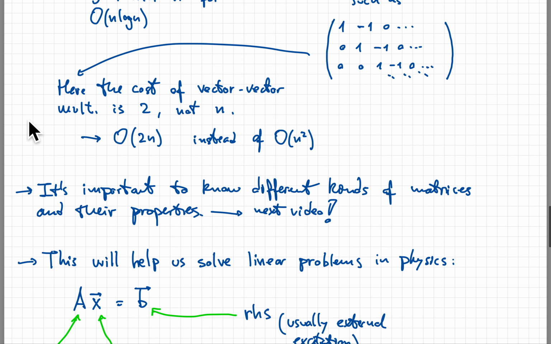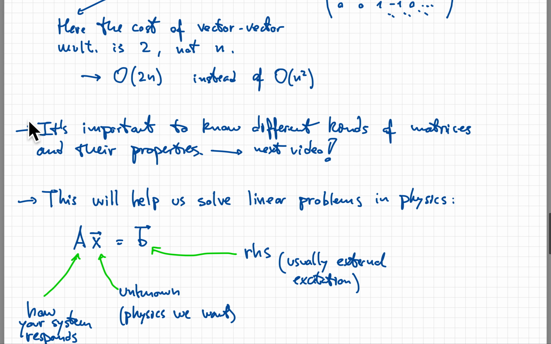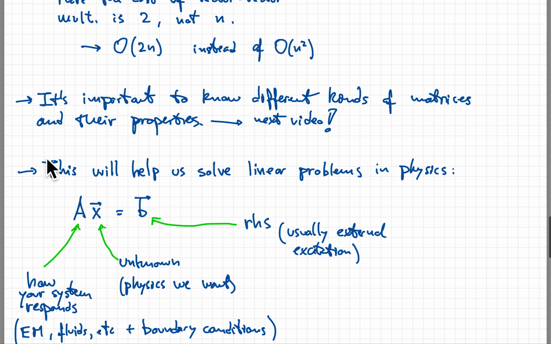So this, as I was saying, will help us solve linear problems in physics. The linear problems, as I mentioned in a previous video, and I'd like to repeat here, are problems that can be written in this form. A linear system of equations can always be written in this form, where you have your matrix of coefficients, your unknown, which contains x1, x2, x3, and so on, as many as needed. And then you have your right-hand side, the parts of the equation that don't depend on x at all.